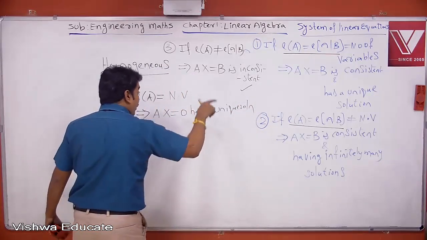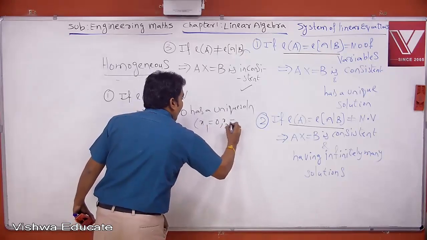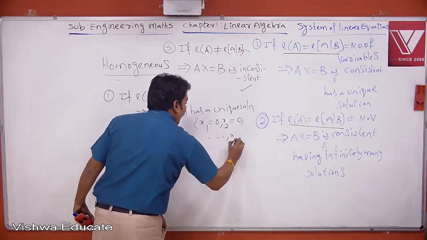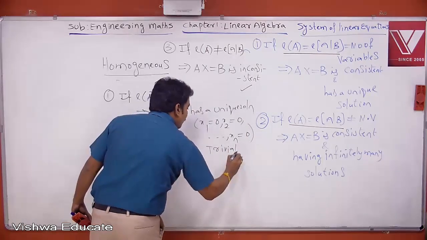Even I can say what that unique solution is. That solution is x1 = 0, x2 = 0 and so on, xn = 0, and that solution is called a trivial solution.